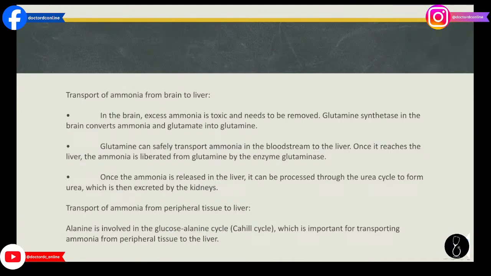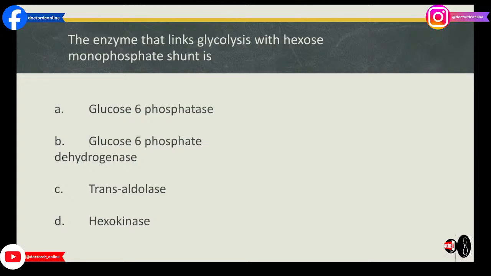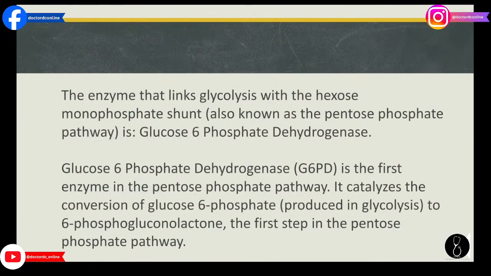In question 41, which enzyme links glycolysis and the pentose phosphate pathway? Option A, glucose 6-phosphatase. Option B, glucose 6-phosphate dehydrogenase. Option C, transaldolase. Or option D, hexokinase. G6PD starts the pentose phosphate pathway. The correct answer is option B, glucose 6-phosphate dehydrogenase.